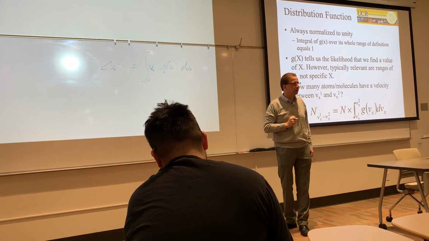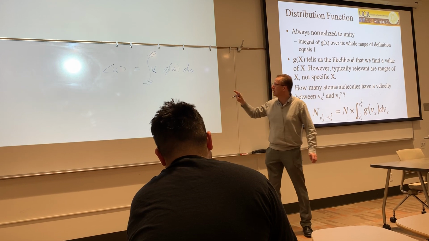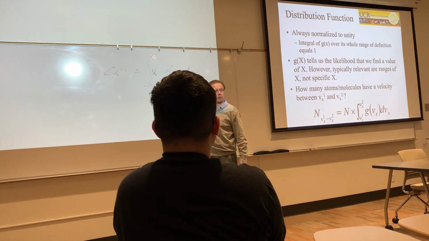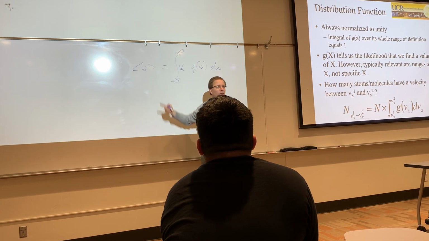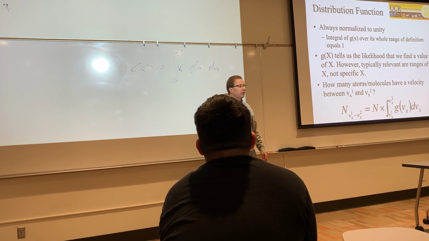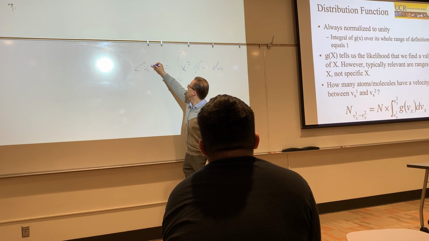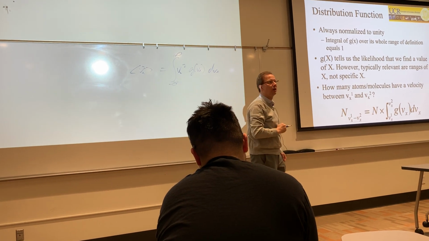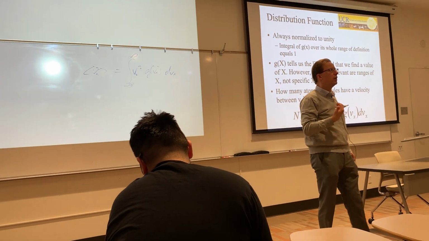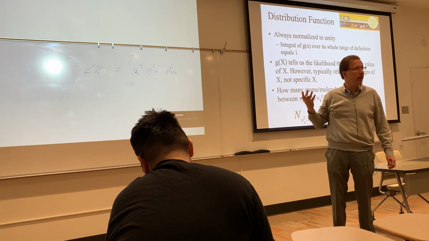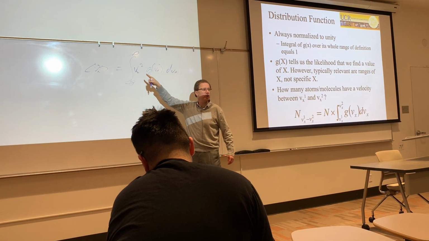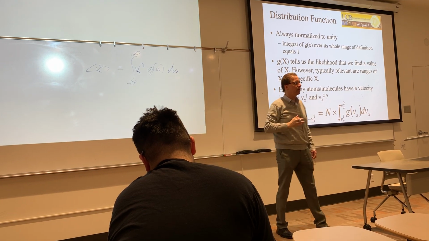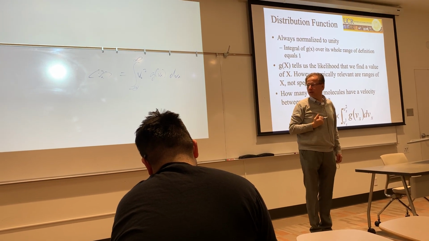Okay, that is how I can use the distribution function. It will give me the average. Now, if I want to know what's the average of the velocity squared, I'll just do this one. So whatever function of the velocity in x direction I'm interested in, I just put it in here, and I will get the average of that.